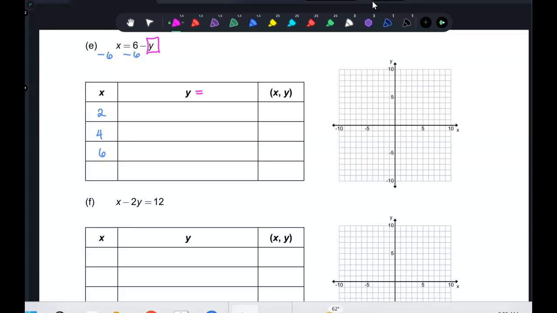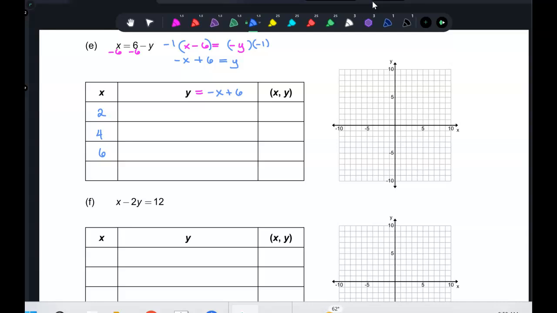Negative 6, x minus y. But if I need to isolate what y is equal to, I subtract 6 from both sides. There's a 1 in front of x, so it'll be x minus 6 equals negative y. Now I need to get rid of that negative 1. So if I multiply everything by negative 1 on both sides, I get negative x plus 6. Don't forget to distribute. So y equals negative x plus 6.